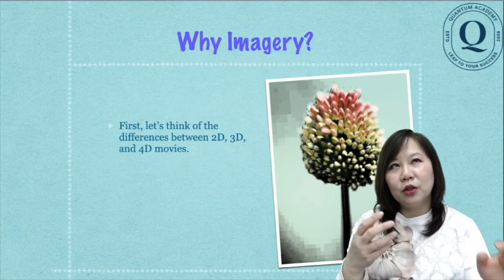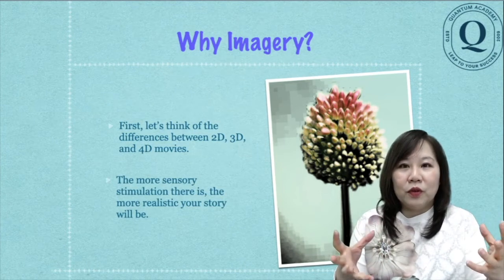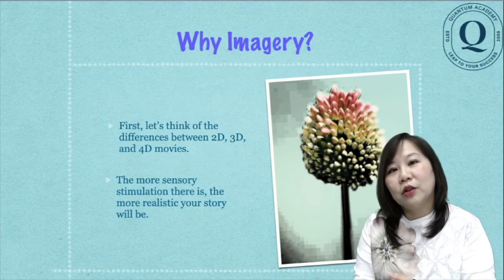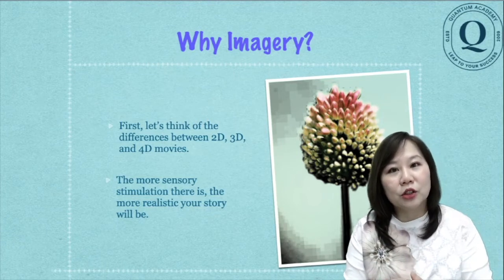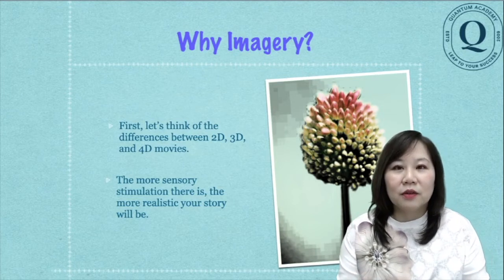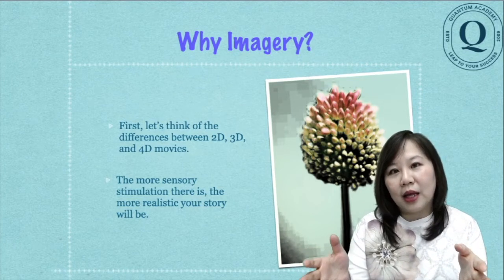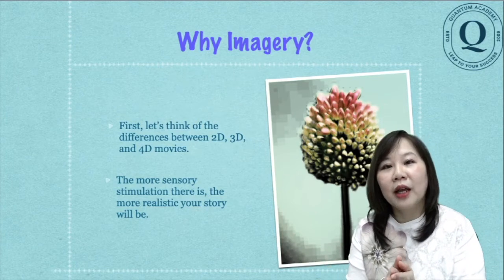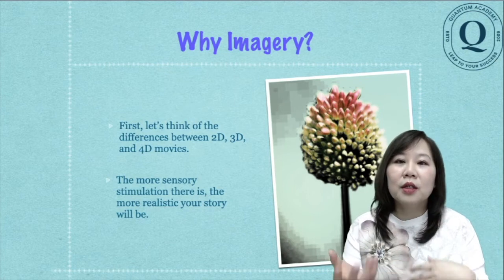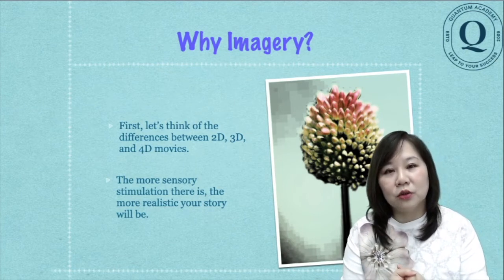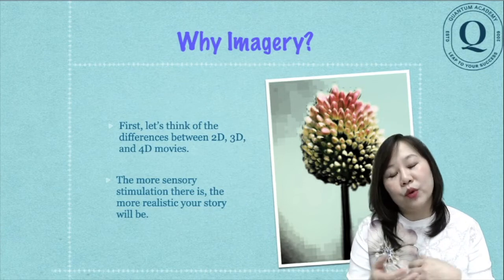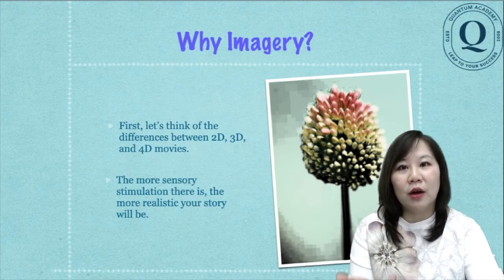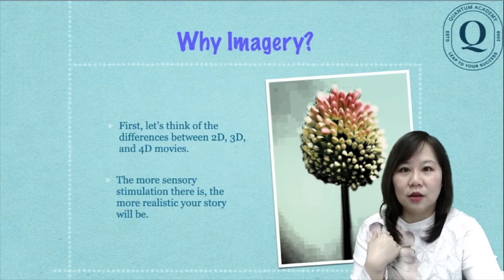Okay, so when you go to movies, of course, your 4D movies, 3D movies, you actually feel like you're right there with the movie characters. So same thing, that's what you want to do for your writing too. You want to make your readers feel like they're right there at the scene with your character, with your protagonists. Okay, so the more sensory stimulation there is that's used in your writing, the more realistic your stories will feel. So that is why we want to make sure we know how to use imagery efficiently.